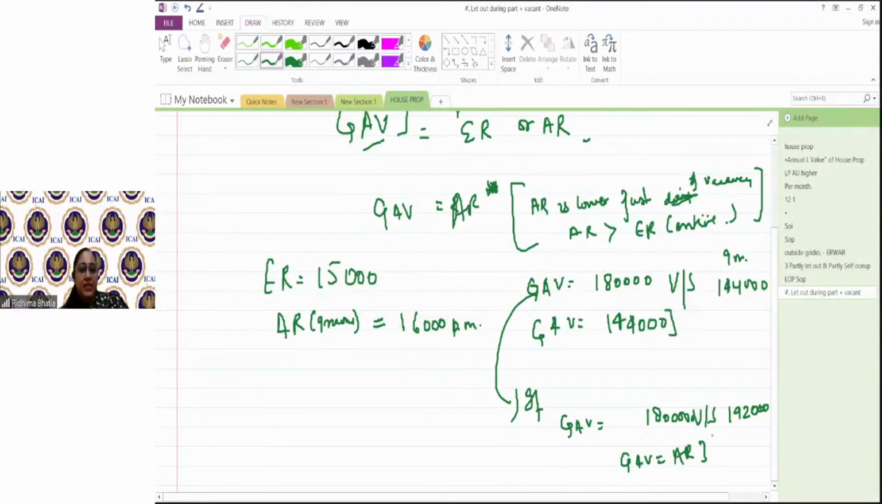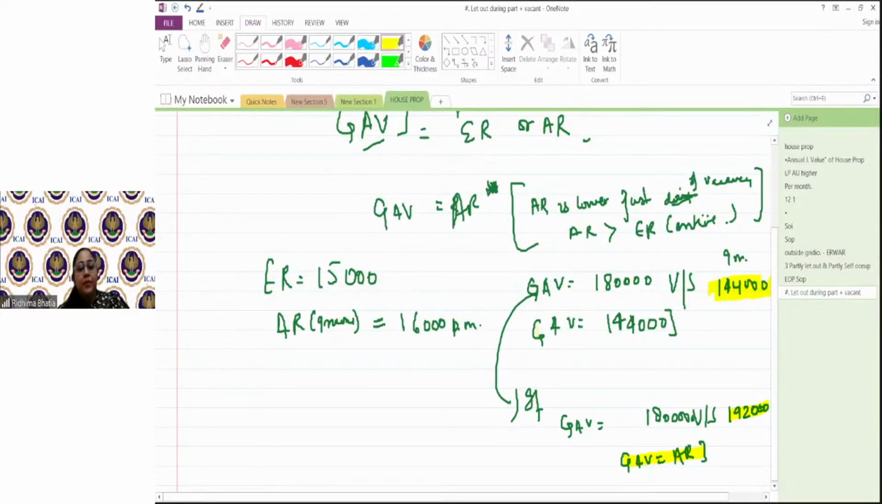Just because of the vacancy, and just because the tenant has left, the actual rent is coming lower. Otherwise, if the property was let out for the entire year, the actual rent would have been the gross annual value. Now what is the mistake here? The tenant left and the owner has no fault in it. The tenant left and the property was vacant. Because of that, the GAV is coming as expected rent, but that should not be taken.